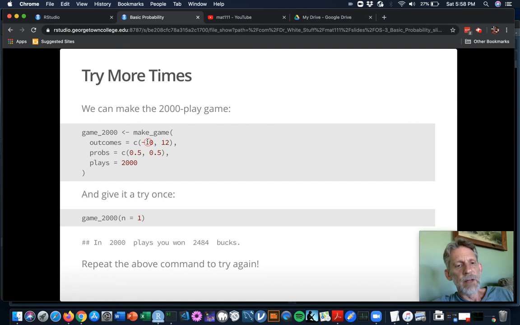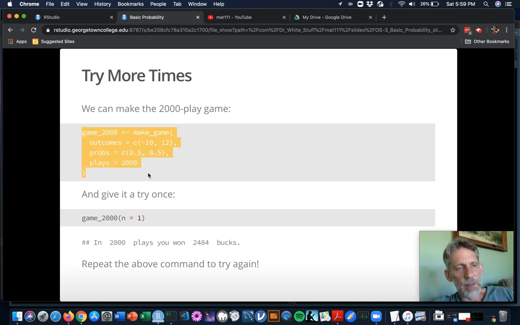So for us, they're -10 and 12. And you got to say what are the probabilities for those outcomes. That's 50% either way. And the third input is how many times you're allowed to try that random variable. And then the sum of your wins and losses, the sum of your -10s and 12s, is going to be what comes out. So we're going to use this function make game, and it's going to make a little game player for us that plays this game for us any number of times we want. And that game player is called game 2000, because that's what we decided to call it here on the left of that assign sign.